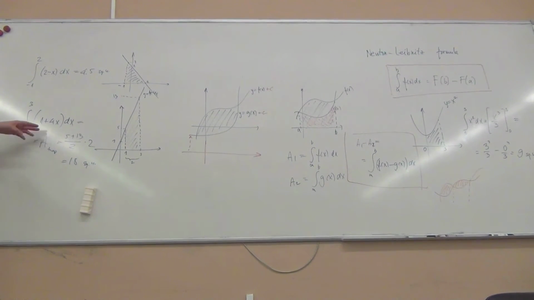And again, yes, you could integrate this: x plus 2x squared, and then put in the boundaries, no problem. But sometimes it's enough to do this.